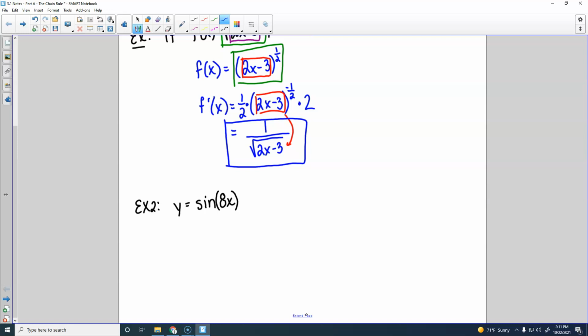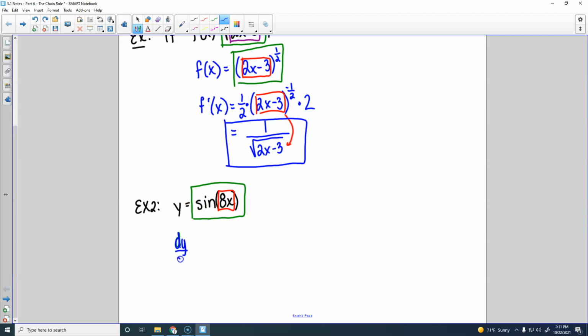Okay, so when you have this, this is sine of 8x. So it is not product rule because it's not sine times 8x. It is sine of 8x. Sine is like an operation that you're doing, there's no x in this part, right? So the outside here is sine, and the inside here is 8x. So what is the derivative of sine?